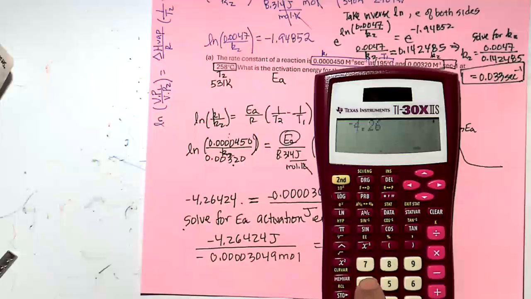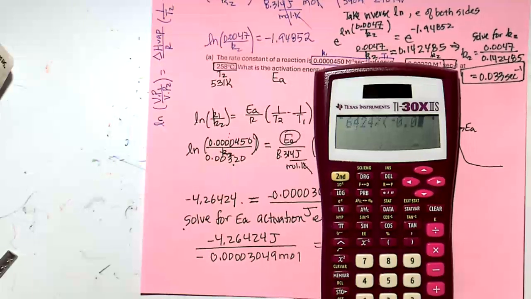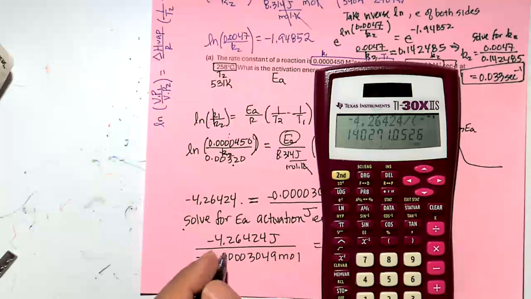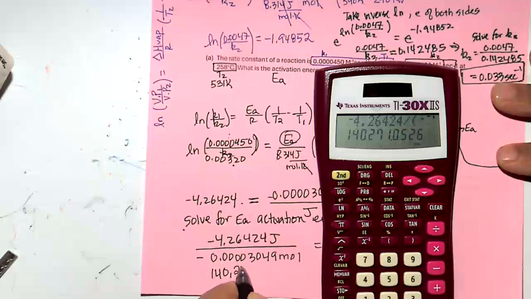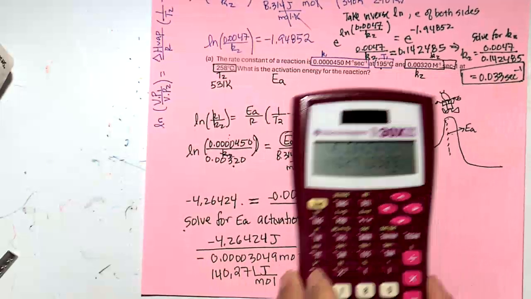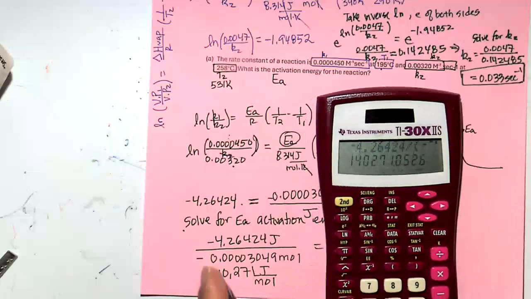So minus 4.26424 divided by minus 0.00003049. 140,271 joules over a mole. Is it in any significant figures? I got 1394. So would that be close enough, or is that 1394.984?